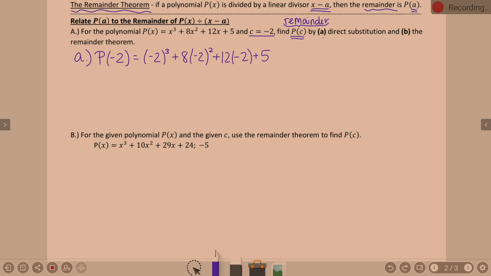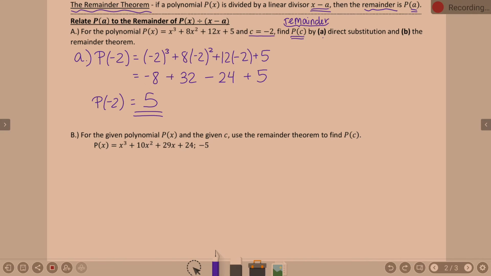Okay. What is negative 2 to the third? Negative 8. Negative 2 squared? 4, times 8, 32. 12 times negative 2, minus 24, plus 5. So you're doing negative 8 plus 32 minus 24 plus 5. Well, negative 8 plus 32 is 24. 24 minus 24 is 0. Plus 5 is 5. So if we were to do the division, the remainder is 5.